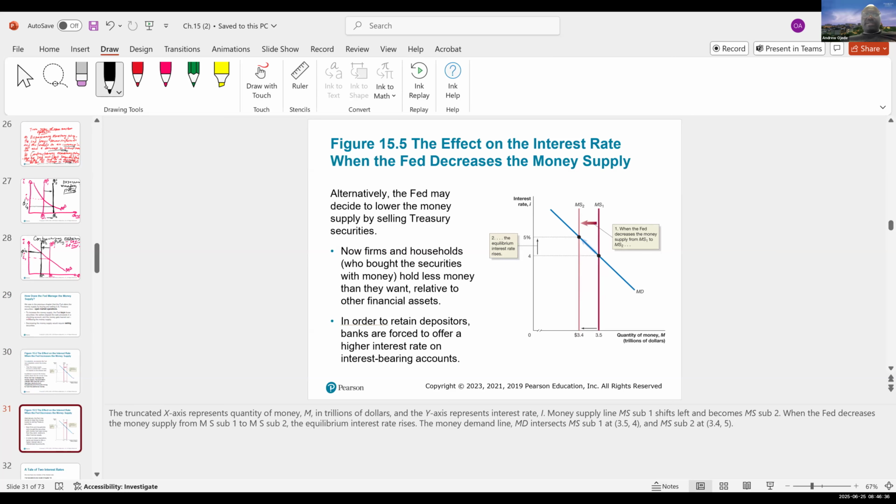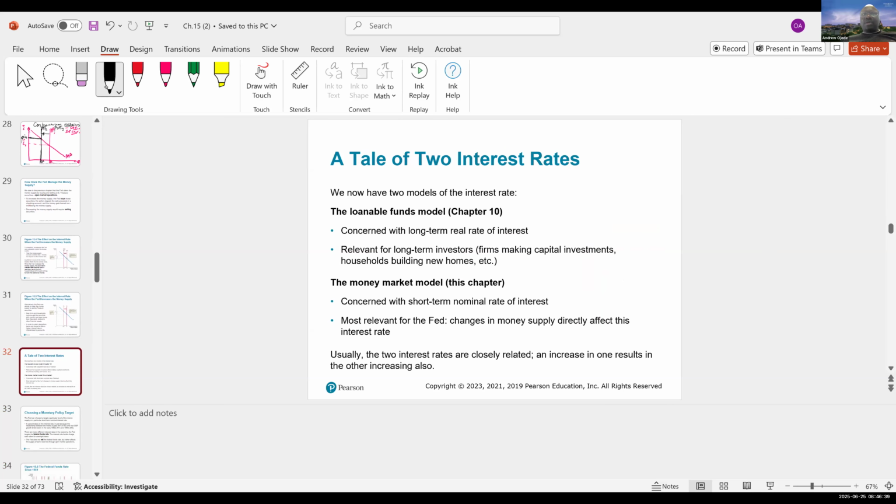But there's a tale of two interest rates here. Because in chapter 10, we talked about the loanable funds market model, which was concerned with the long-run real interest rate. Here we're talking about the short-term nominal interest rate in this chapter. Because in chapter 10, when we talked about the relationship between investment and saving, national savings, we said that what?